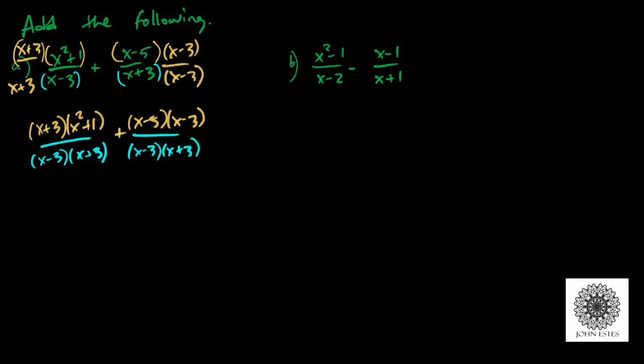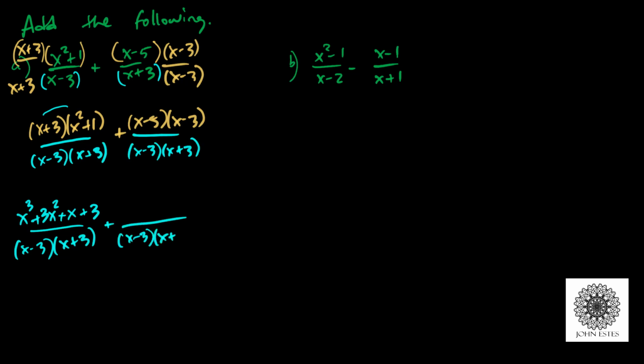My first one, and I'll leave my denominator alone, is x minus 3 times x plus 3. FOILing out my numerator here, I end up with x cubed, plus 3x squared, plus x, plus 3. In my second one, I have x minus 3 times x plus 3, and in the numerator I end up with x squared minus 5x minus 3x, so that gives me negative 8x plus 15. I went through that kind of quickly, but just make sure you understand how we got those.